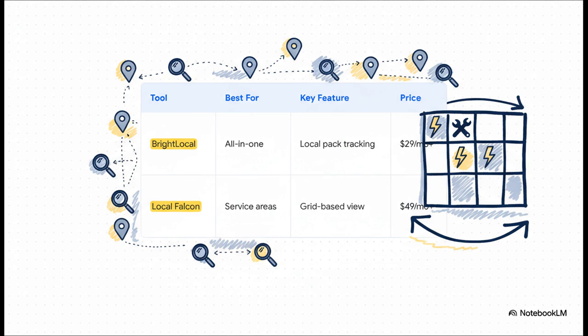To solve that first problem, you're going to need a rank tracker. BrightLocal is a fantastic all-in-one option. It really covers all the bases. But if you run a service area business, think a plumber, an electrician, a mobile detailer, Local Falcon is an absolute game changer. It uses this amazing grid view to show you your visibility across an entire suburb, not just from one little dot on a map. It shows you exactly where you're strong and, maybe more importantly, where you're weak.